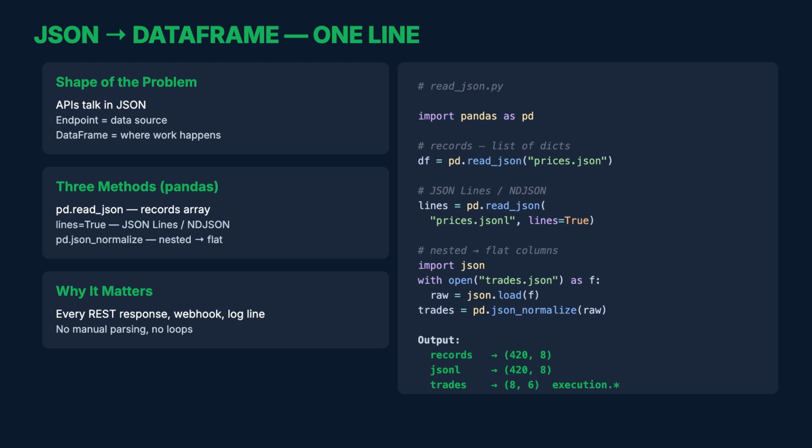Pandas reads it with read_json. The output is a DataFrame. Same rows, same columns, ready for everything that comes next.